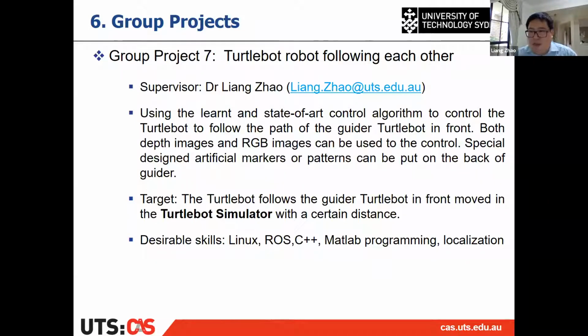So you can use any of them, and also you can put any markers on the leading Turtlebot. I found some groups used a QR code on it, and some groups used color markers, which are quite easy to detect in RGB. Then it's easy to calculate the distance as well. All right, so I'm quite flexible and open for solutions, but the target is that the follower follows the leader Turtlebot.